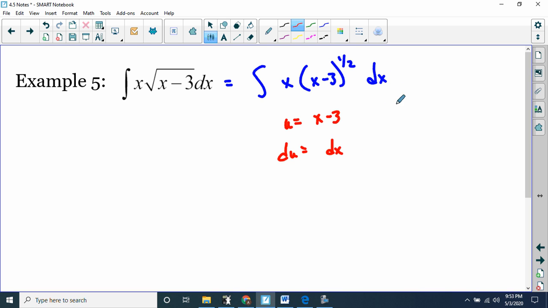It's right there. This one's different, though, in that when I go to rewrite this, so I've got dx is equal to du. This is u to the 1/2. The problem is I have this x, and on the previous examples, it became part of the du, but this time it doesn't. Here's my du right here. So I still have an x in there. When that's the case, what we'll do is we'll take this equation right here, and we'll solve it for x. So if I add 3 to both sides, it would say u plus 3 equals x. So I can replace x with u plus 3.